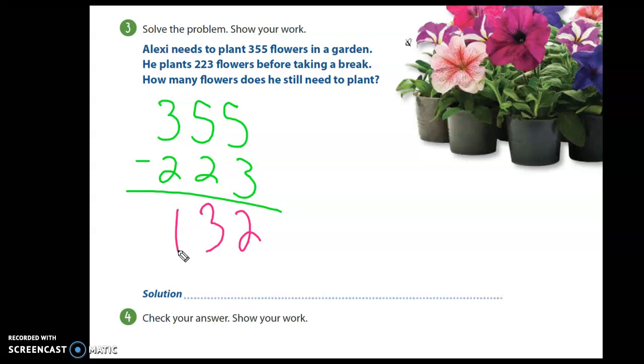You see at the bottom where it says check your answer, show your work. How would I check my answer? I could do base 10 blocks, yes. I possibly could use a number line, but that would be a huge number line. What's the opposite of subtraction? Adding. So if 355 minus 223 equals 132, then I would go the opposite direction. I would add 132 plus 223. I should get 355, right? Yes.